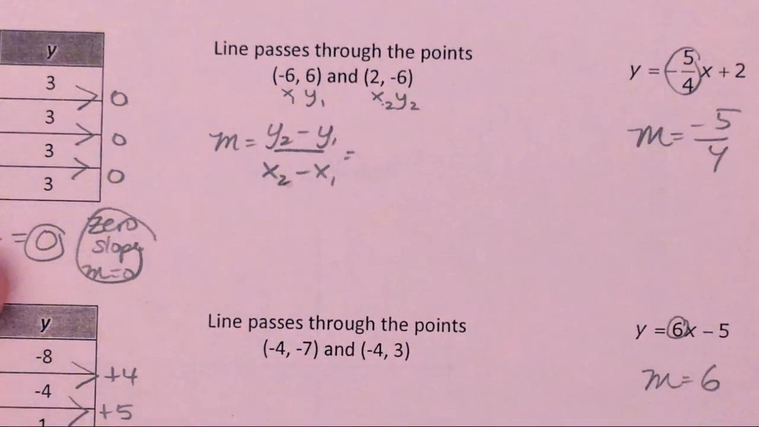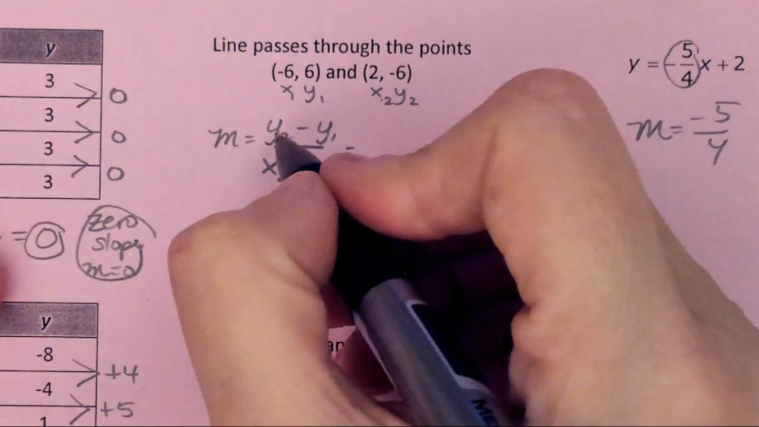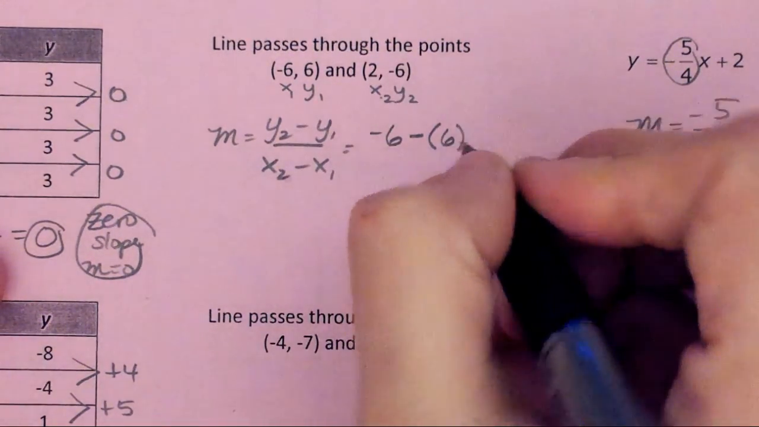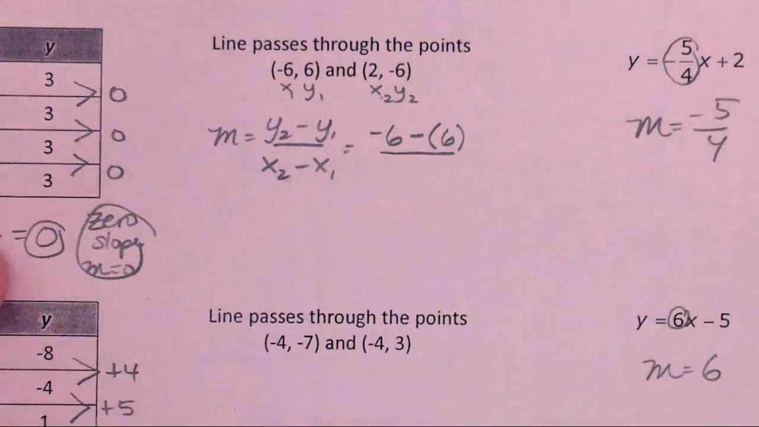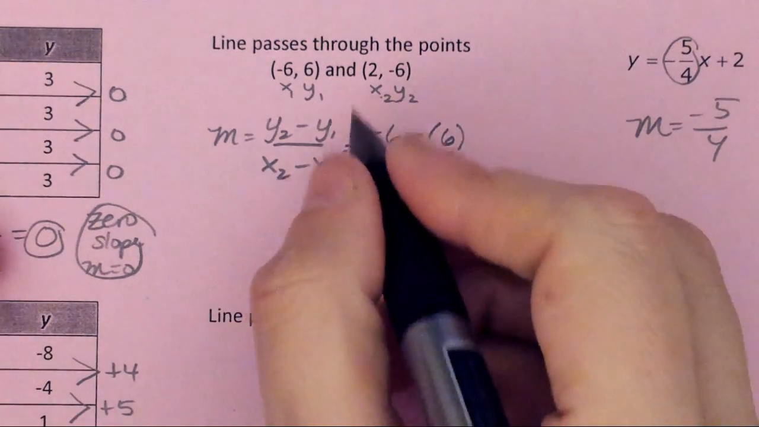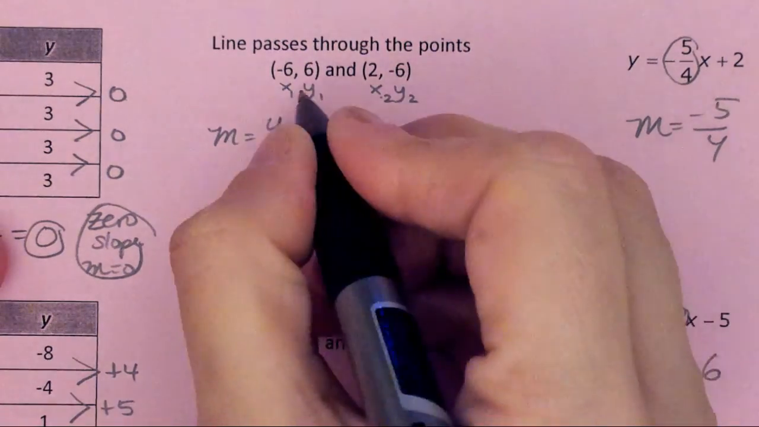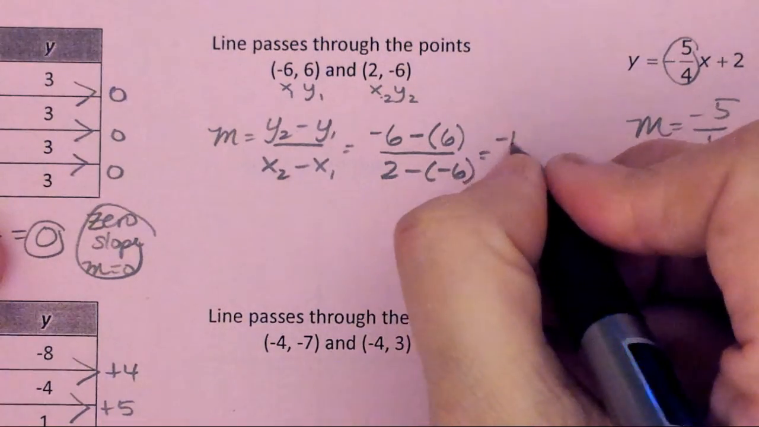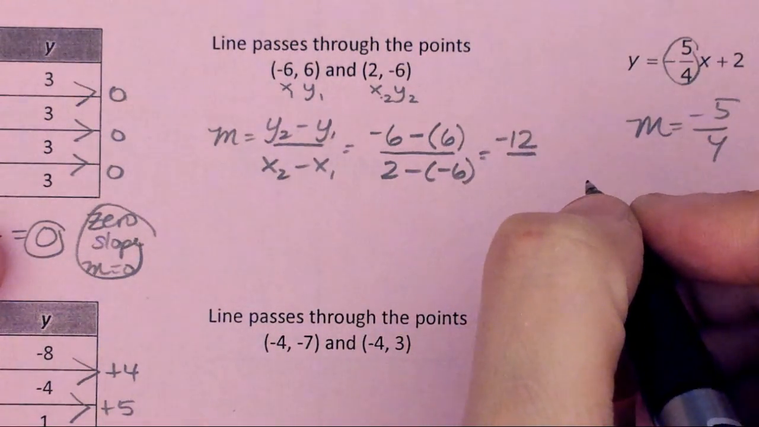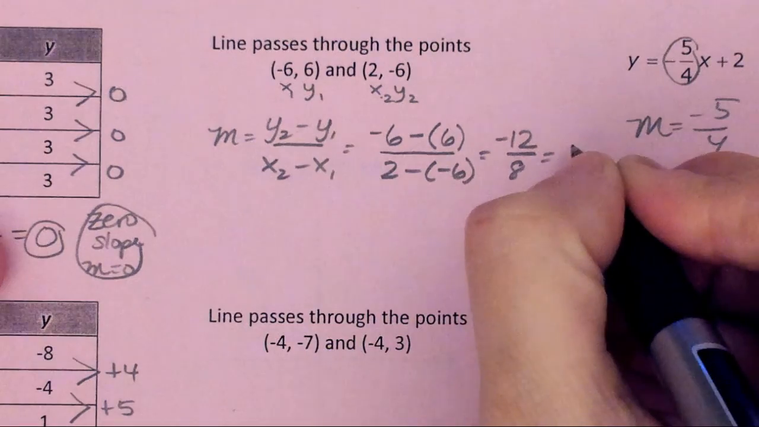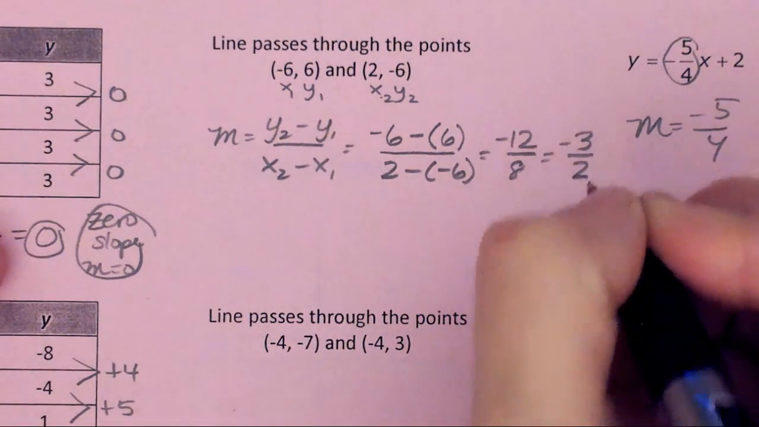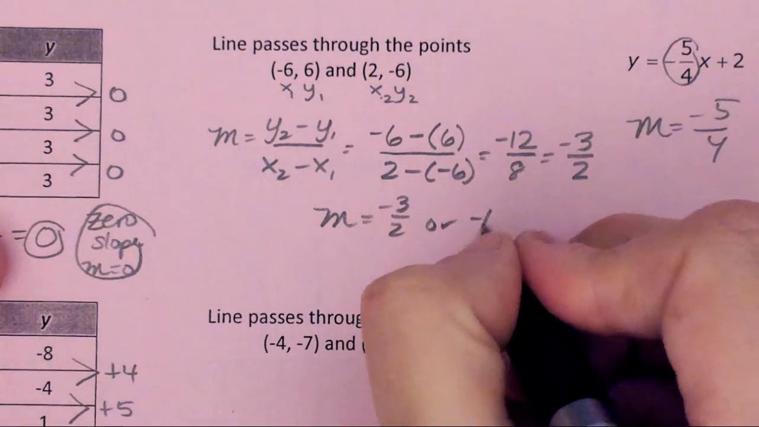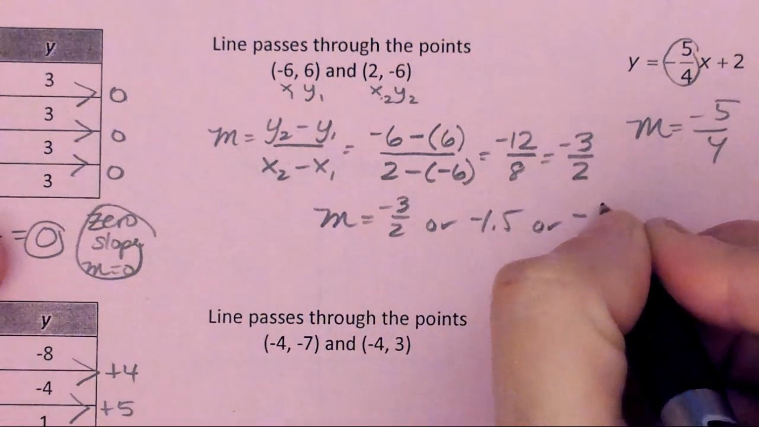This formula is tricky. So if I write it down, okay, y2 comes first. I put -6 minus y1, +6. It helps keep me from making those simple mistakes of substituting into the wrong place. x2 is 2. x1 is -6. Okay, so -6 minus 6 is -12. 2 minus -6 is 8. That reduces to -3/2. So the slope is -3/2, or -1.5, or -1 1/2.